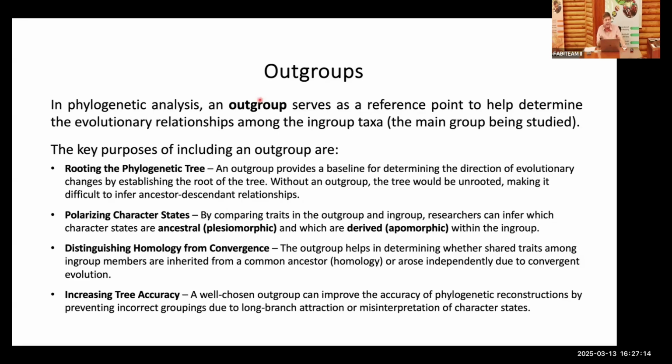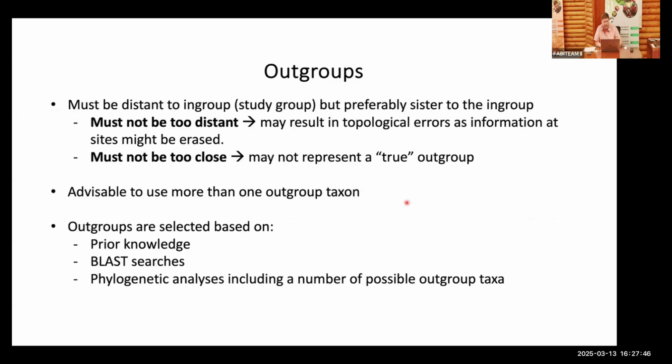It polarizes character states, as I've explained in my small demonstration about phylogenetic trees in parsimony. We don't know the direction of change, so by adding your outgroup and rooting your tree against the outgroup, you can infer which are ancestral states and which are derived states, so plesiomorphic states or apomorphies. We can distinguish homology from convergence, and overall, it increases the tree accuracy.